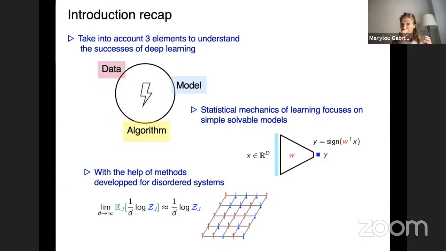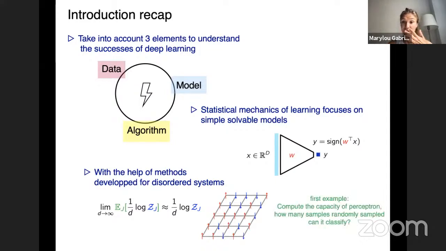So I was in the middle of this recap of the introduction, where we take into account the 3 elements to understand the successes of deep learning. And to do so, we are going to focus on simple models for which we have solvable settings, such as this perceptron example, and use as a help the methods developed for disordered systems with those disorder averages that are asymptotically converging. And the first example was this capacity of the perceptron.